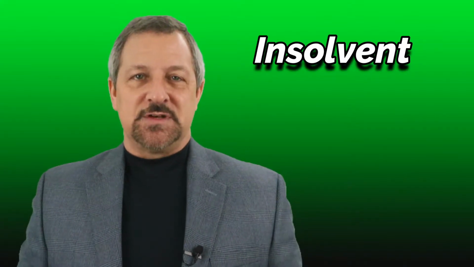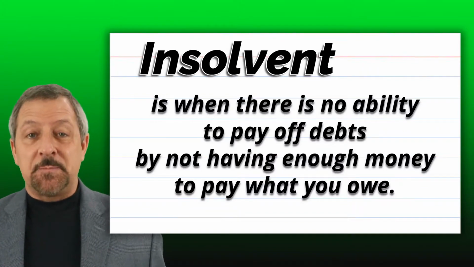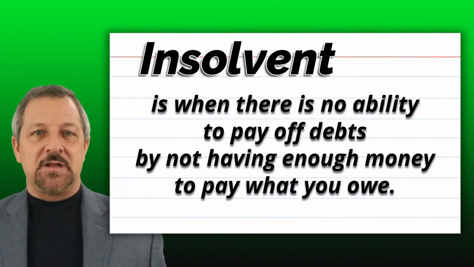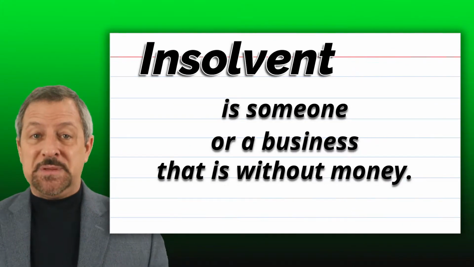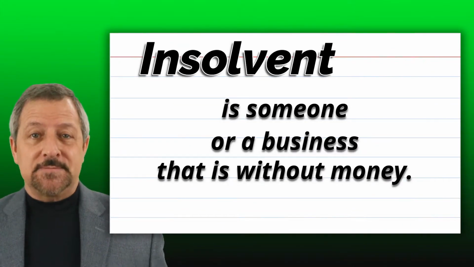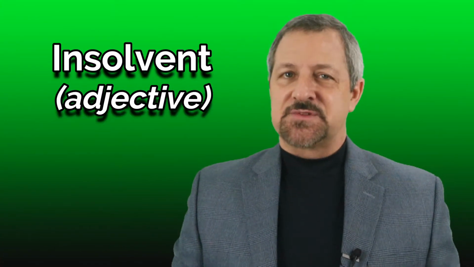Insolvent. Insolvent. A basic definition of insolvent is when there's no ability to pay off debts by not having enough money to pay what you owe. Insolvent is also used to describe someone or a business that is without money. Examples of insolvent as an adjective when used in a sentence sounds like this.